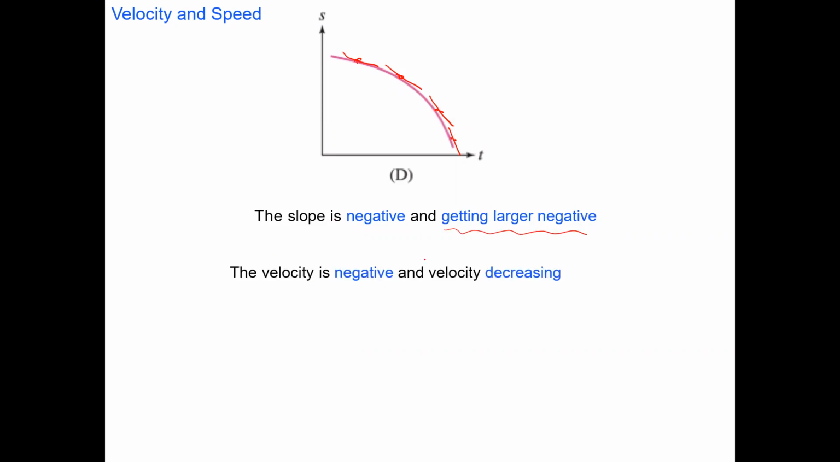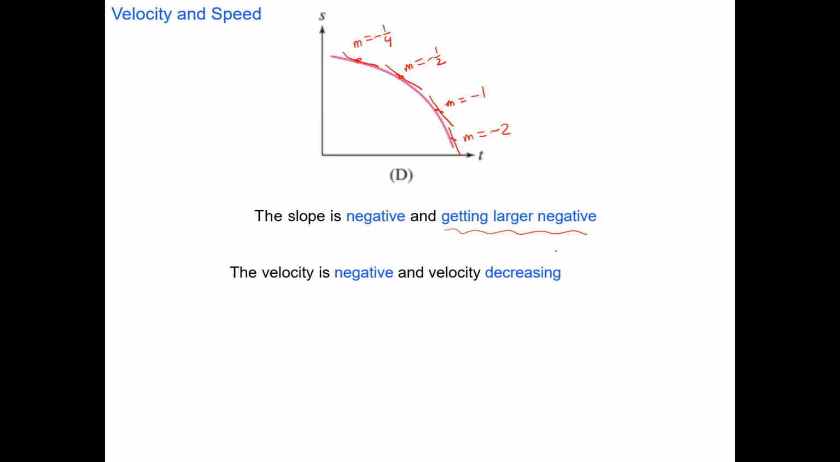Velocity, slope, negative, and getting larger negative means that we're decreasing the number. This slope, it could be -1/4. This slope could be -1/2. This one is steeper, -1. -2. So definitely the numbers themselves are getting smaller. They decrease. Velocity, the slope of the tangent is the velocity. Slope of the tangent is decreasing.